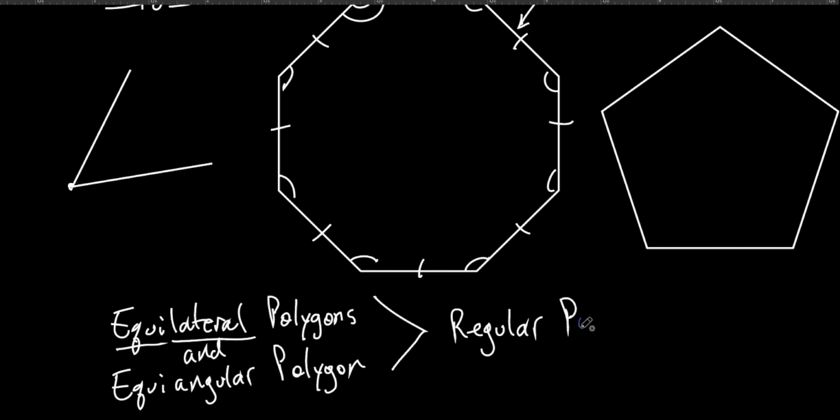So a regular polygon means that all the angles are equal to each other and all the sides are equal to each other. It's equilateral as well as equiangular. That's pretty easy to see, isn't it?